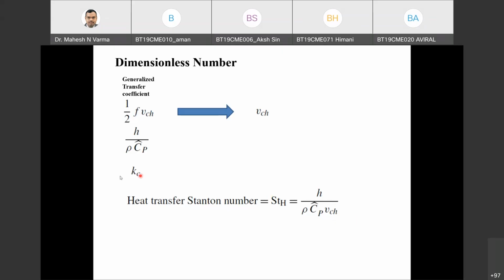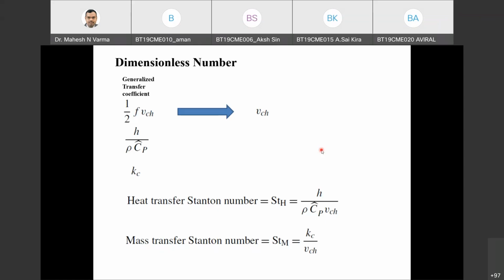Okay, so what next? The ratio of Kc divided by V Cf by 2. What is this? This is the Stanton number for mass transfer. Roll number 30. Roll number 35. Roll number 40. So what is the physical interpretation of the Stanton number for mass transfer?